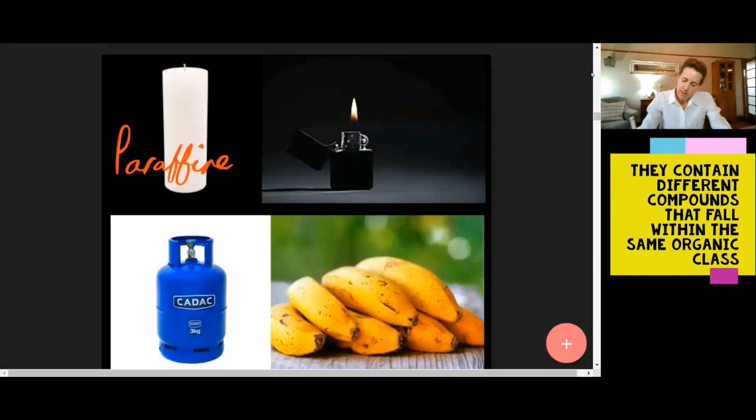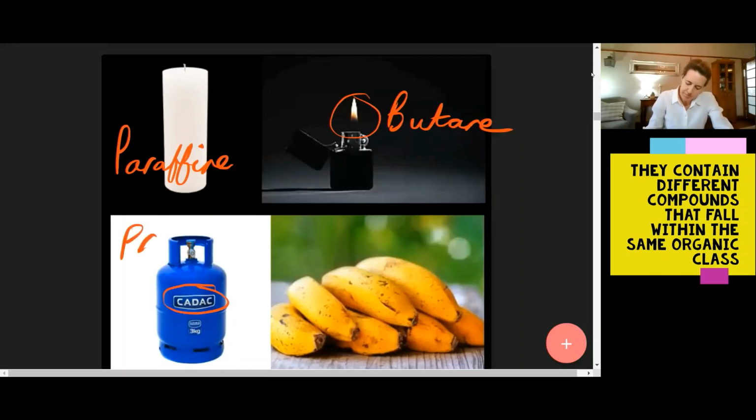This, of course, this flame comes from lighter fluid inside that combusts, and that lighter fluid inside of this lighter is butane, the organic compound butane. This is camp gas for heating and cooking, and it contains the gas propane. And these bananas here all give off a certain organic compound called ethene that aids in their growth.